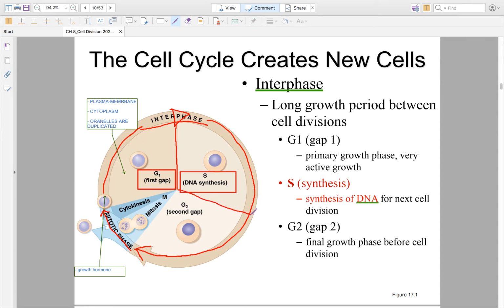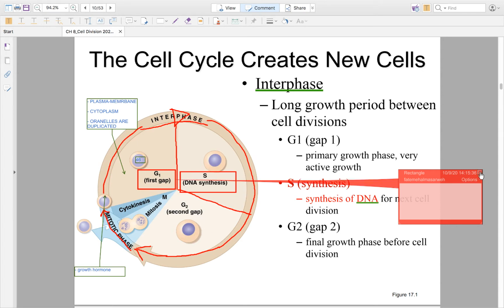So let's say we move into the next step, the G2. How much DNA do we have if this were a human cell? Well, a normal human cell should have how many chromosomes? 46. It should have 46 chromosomes. Now as it enters the S phase, it will have 46 chromosomes.